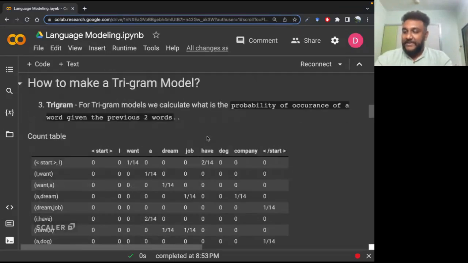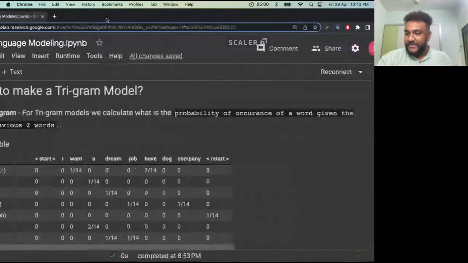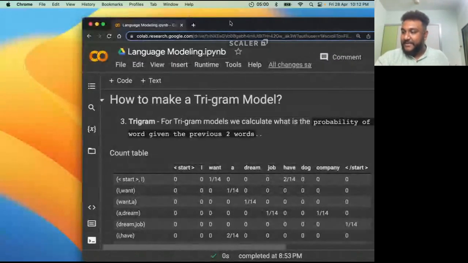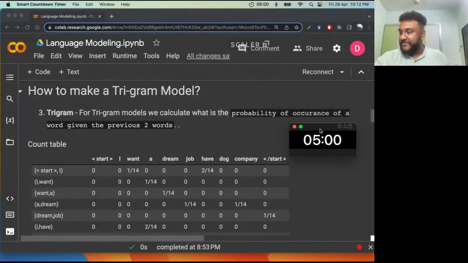Once we come back, we will quickly see how to make trigram models, and then we will implement this using Python code and see how effective it is. That is what we'll do after the break. Let's go for a 5-minute break. I will leave this over here. In the break, if you're interested, you could stare at this trigram that has already been created. I'll see you guys in 5 minutes.